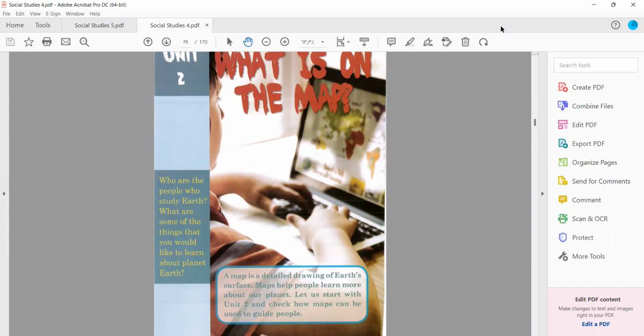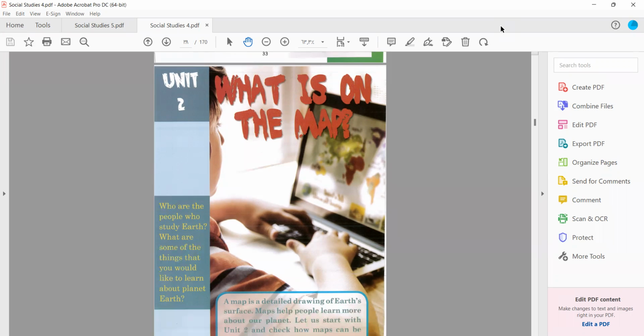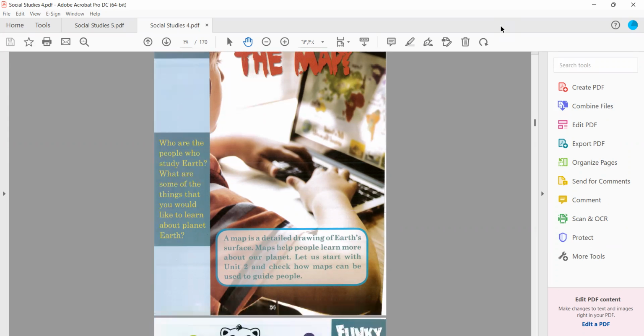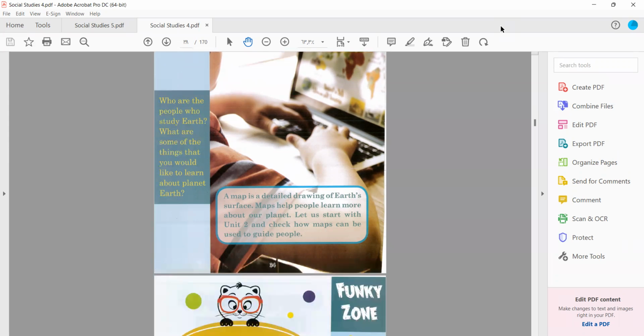So today we have started with Unit 2 and we continue studying geography and the shape of maps and continents. For today's lesson, we are going to talk about maps. So what is on the map, what are maps, how can maps help people, and who can make the maps? So let's read in page 34, a map is detailed drawings of Earth's surface. Maps help people learn more about our planet.